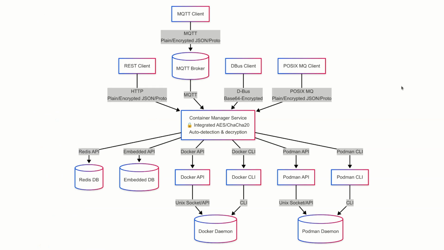And this is the architecture. So four different protocols as of now. We have the container manager in the center. The four protocols receive either plain or encrypted data in the form of JSON or proto and send it to the container manager, which decrypts the data and routes it to the corresponding runtime, whichever it is, Docker or Podman. Either the Docker CLI or Podman CLI triggers the corresponding runtime, and the result is stored in the corresponding database, whichever we have selected.